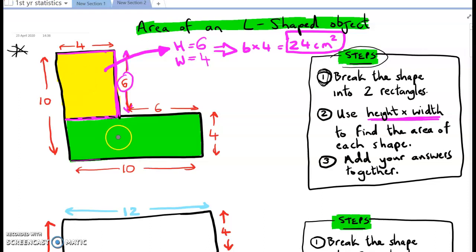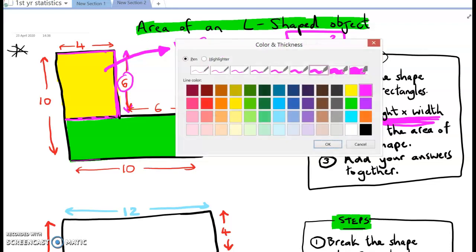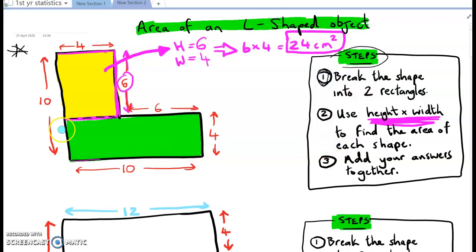Now I need to do the same for the green box. I need to do height by width. But let's find the height and width of it first. So the height is this side here of this green box. That's the height. Actually, I'm going to get a different color to do this one. I'll do it in blue. So the height is over here. What's that? It's not 10. 10 is all of that. It's here as well, isn't it? It's 4. So the height is 4.